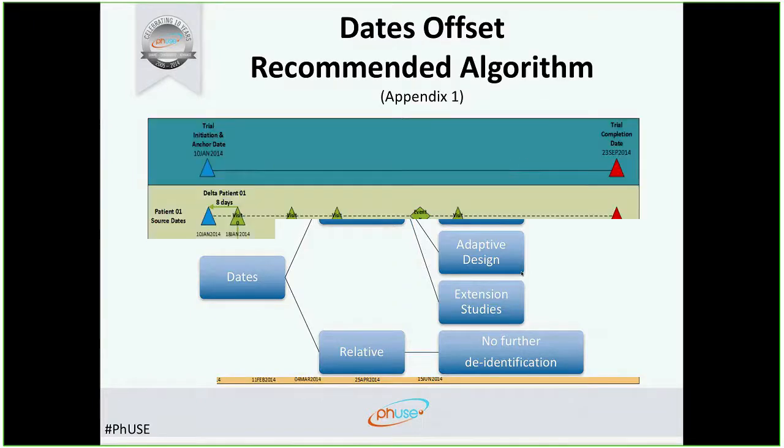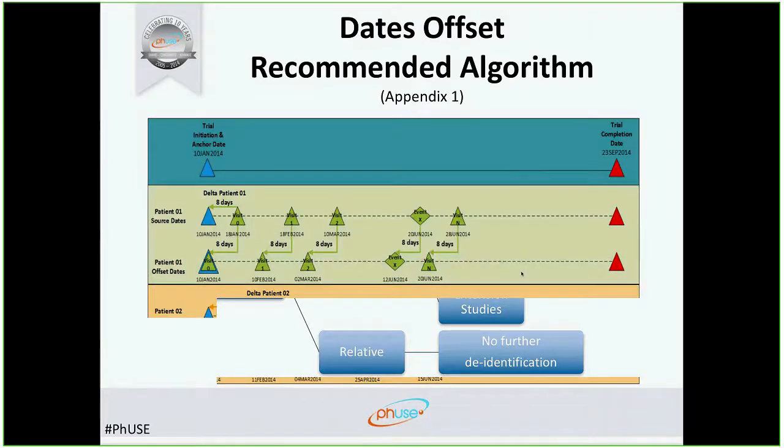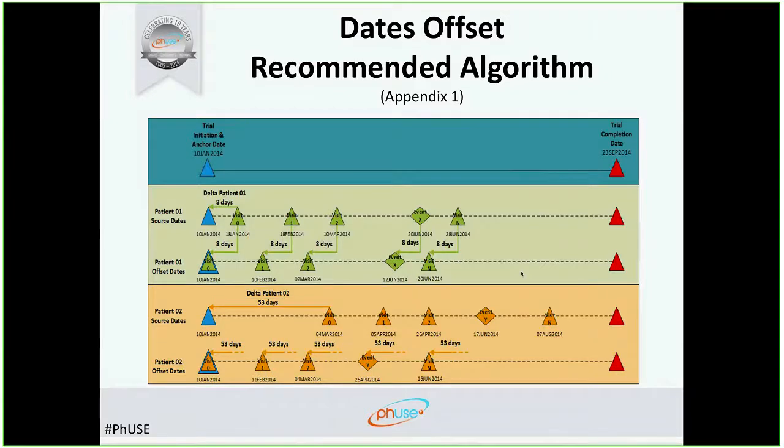In terms of date offsetting, this is the algorithm that we recommend to use. It's a very simple and efficient algorithm. There are other algorithms that are probably as good, but the idea is to look at all your dates within the study period when the trial was initiated, which is, you could say, the first date when a date could be collected, and when the trial is completed, which is the last date when data could be collected.